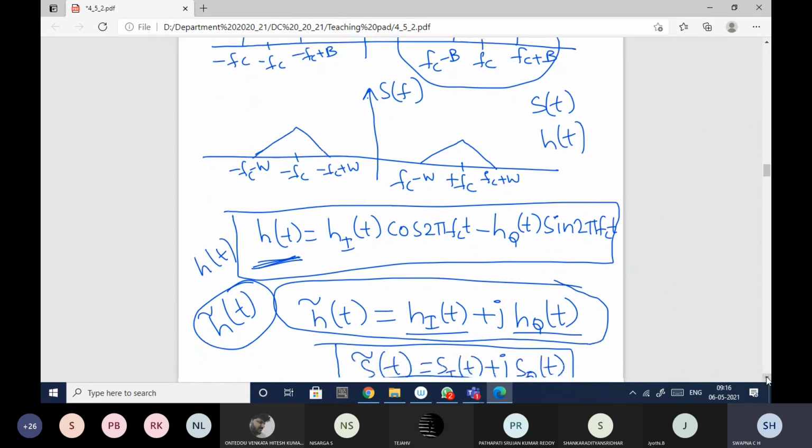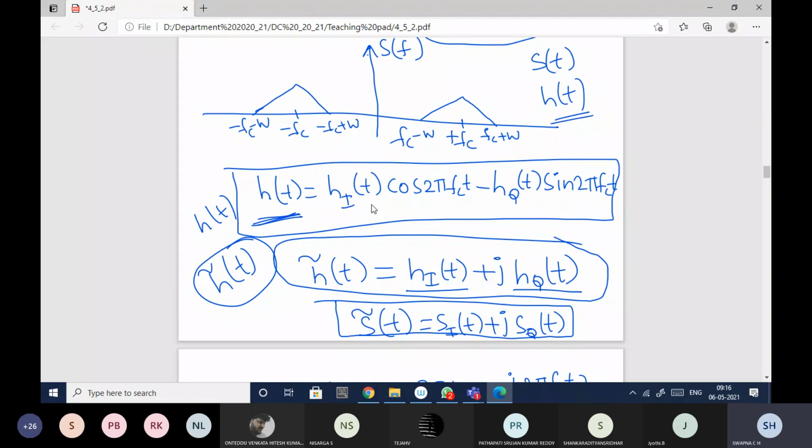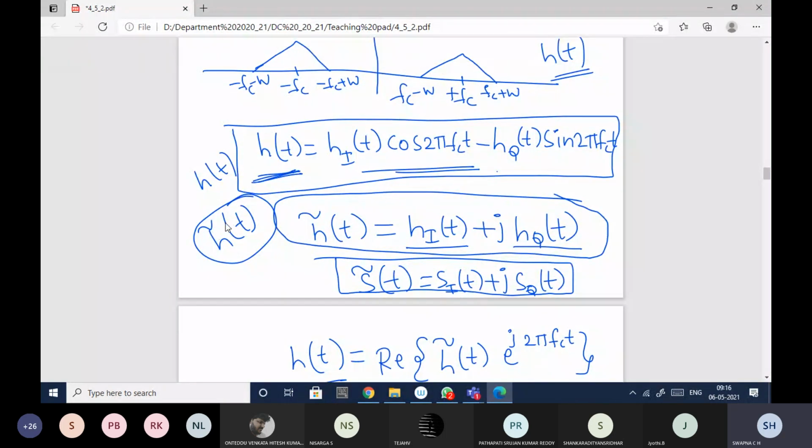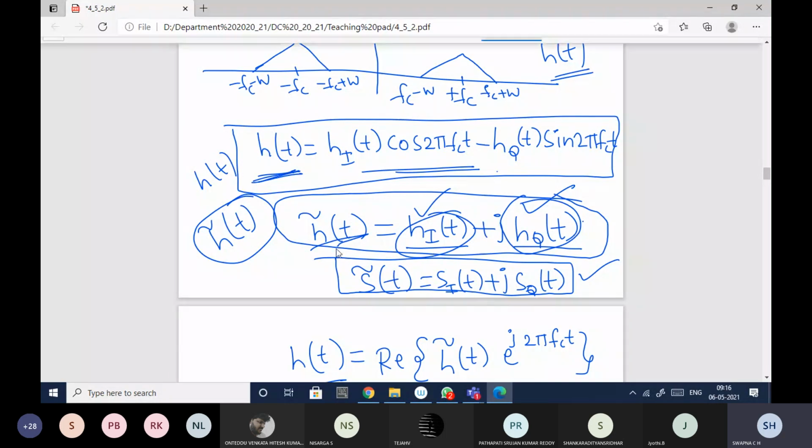h(t) is a bandpass system, so I can represent that bandpass system in the canonical form. This is what I have represented. We already know that we have to find h tilde of t, and that h tilde of t I can write by using the in-phase component and the quadrature component, and these two are lowpass signals only. So hi(t) plus j hq(t). I have written this based on the s tilde of t equation. Now I need to find hi(t) and hq(t). If I know hi(t) and hq(t), then I can find h tilde of t.